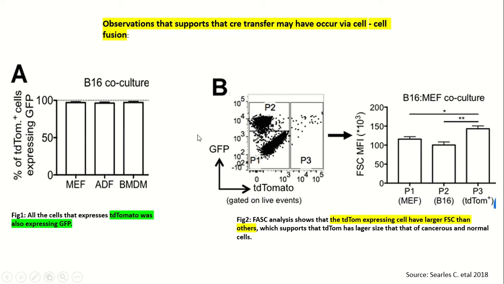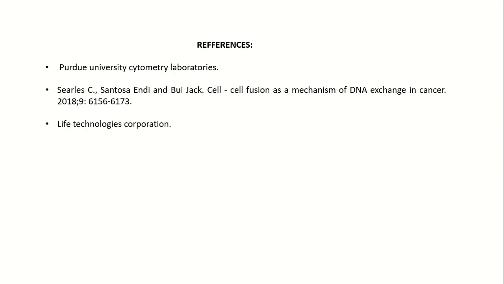And this is how the flow cytometry, or FACS, analysis allowed them to construct this concept that in cancer, normal cells and cancerous cells may undergo cell-cell fusion to result in more genomically unstable hybrid cells. So with this, I'm already at the end of my presentation.